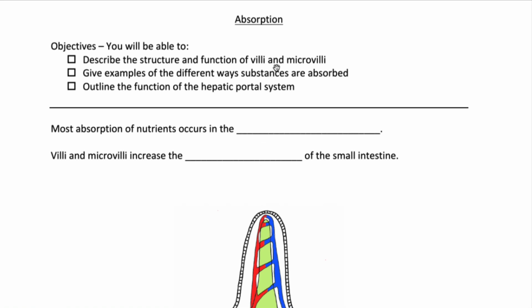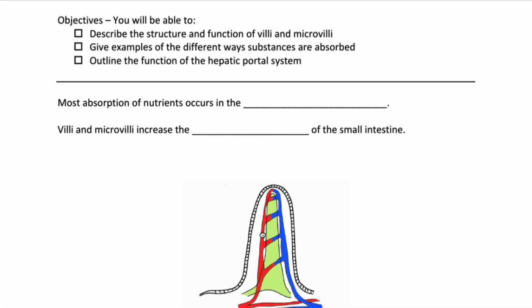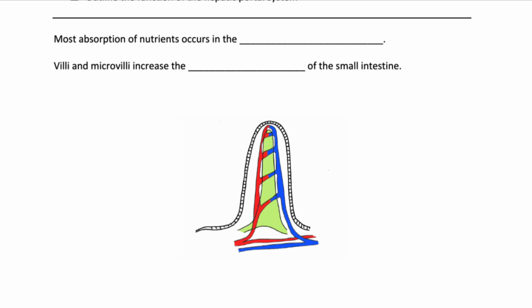This lesson's on absorption, and here are the objectives. Most of the absorption of nutrients occurs in the small intestine. And the small intestine has an enormous surface area increased by villi and microvilli. So villi and microvilli increase the surface area of the small intestine.